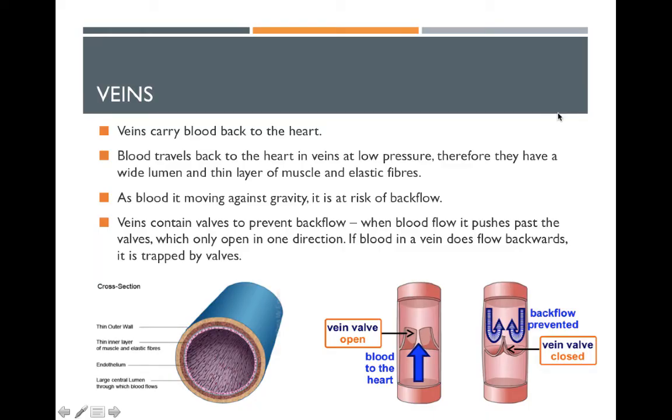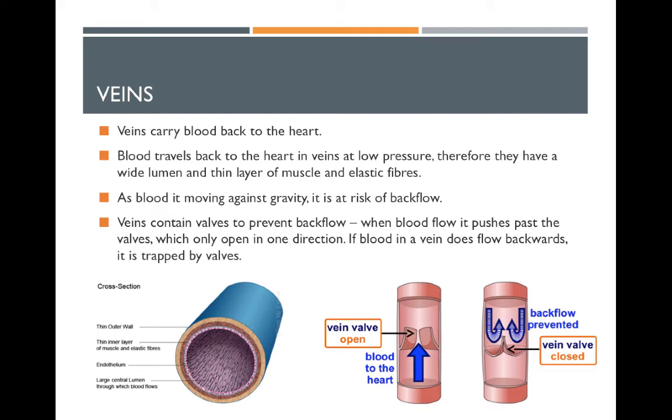A thin layer of muscle and elastic fibres, okay? They don't need to be able to push at such pressure. But because blood's flowing back to the heart, in most areas of our body, that actually means that blood is moving against gravity. So there's a risk of backflow and blood moving in the wrong direction and pooling at our toes, basically. So another important part of veins is that they contain valves, okay?